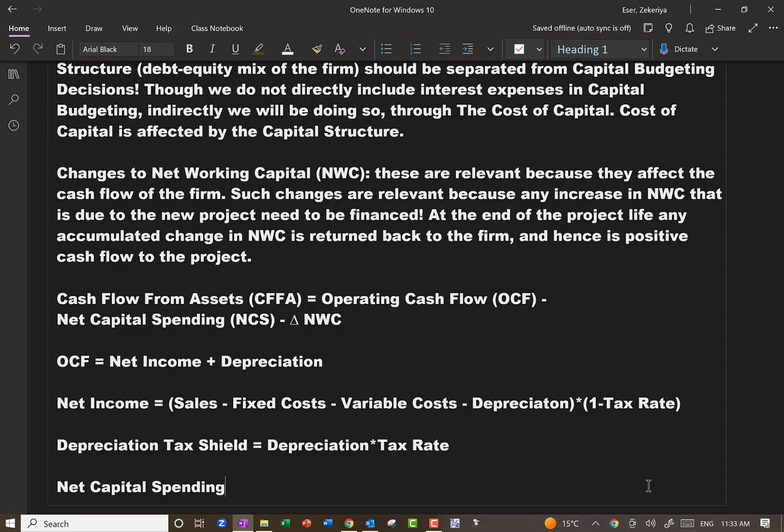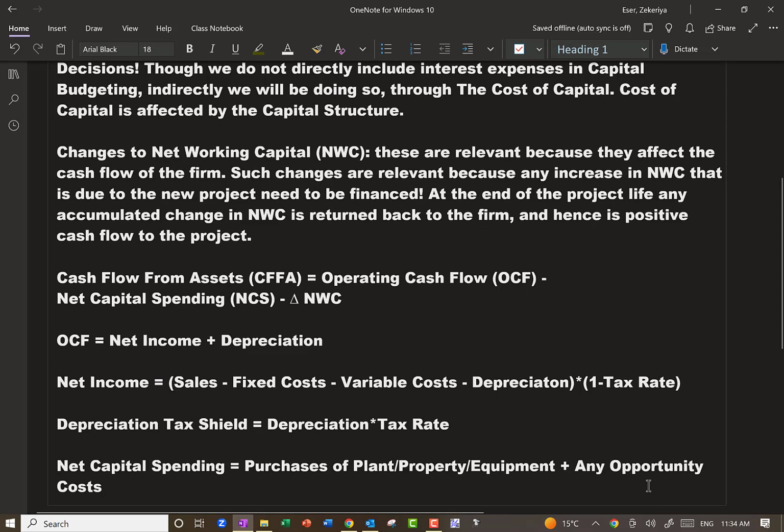Net capital spending is purchases of plant, property, equipment, plus any opportunity costs, less any fixed asset salvage, less opportunity costs reversals.